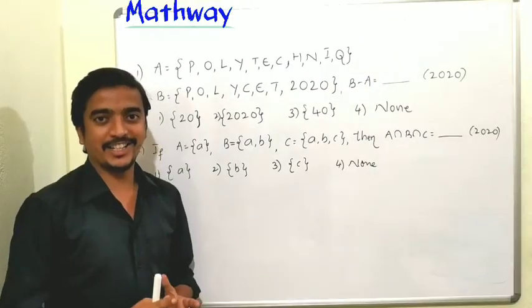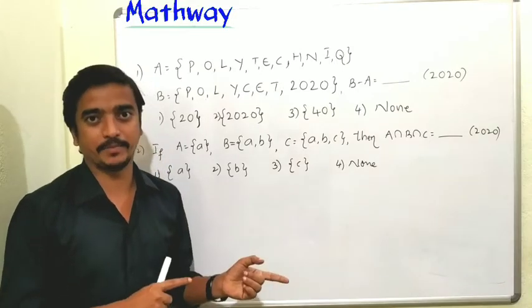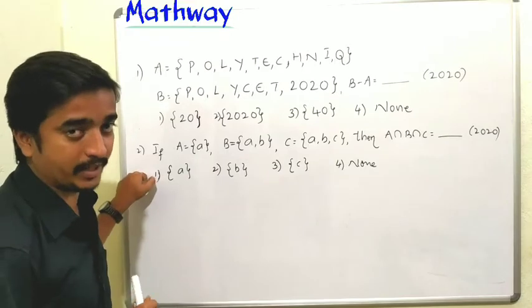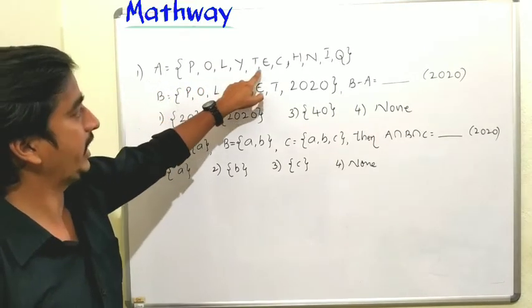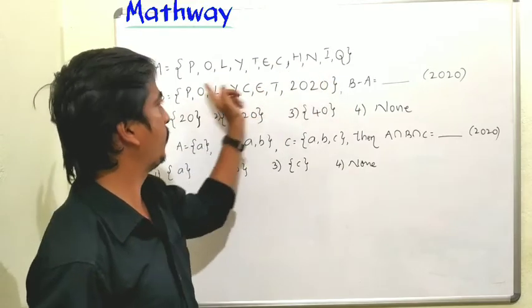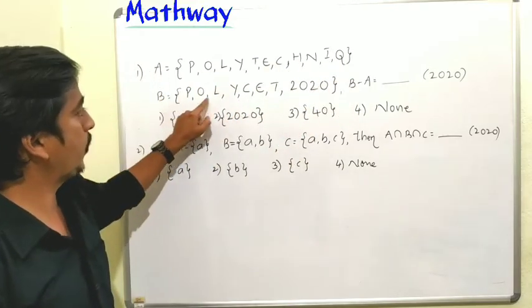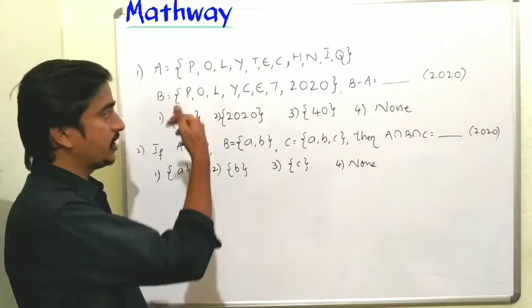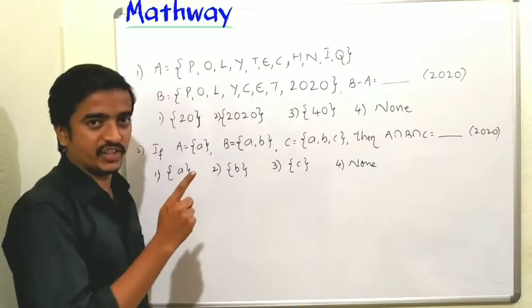Now let us see what questions we got from the sets chapter in the last year, in the year 2020. In 2020 we got 2 questions from the sets chapter. The first question: A equals P O L Y T E C H N I Q, like Polytechnic, and B is P O L Y C E T 2020, Polycet 2020. 2 sets are given, asking to find B minus A, the difference of the sets.